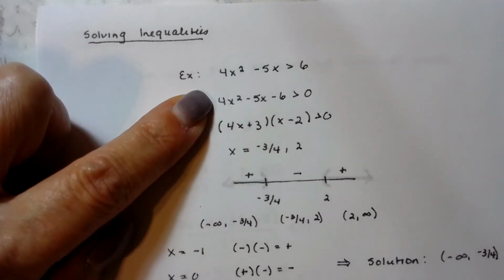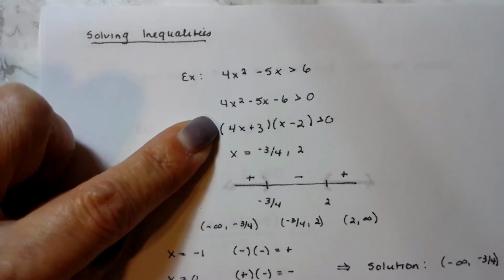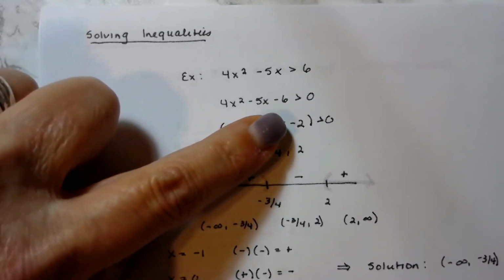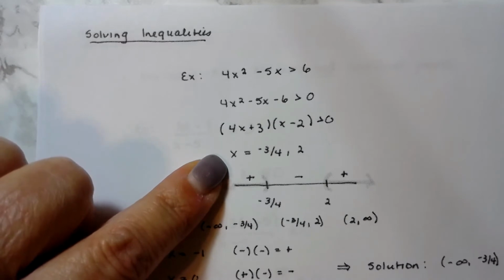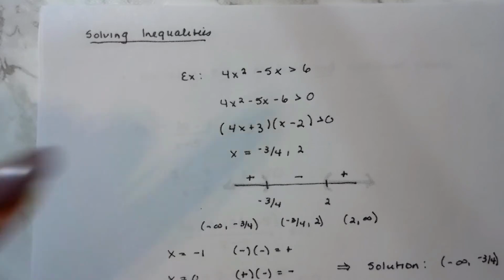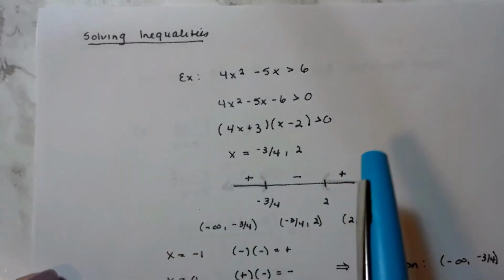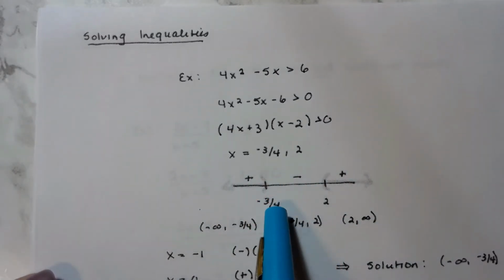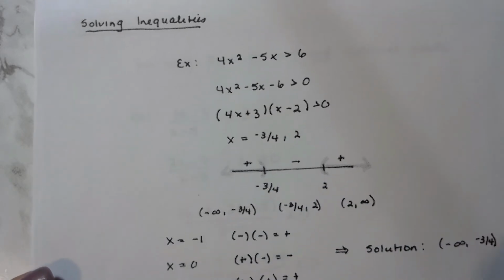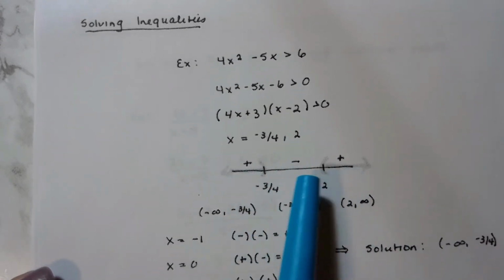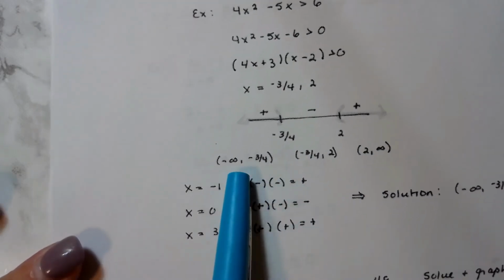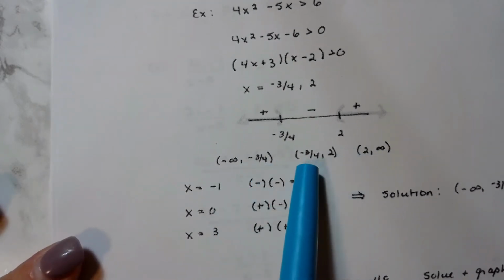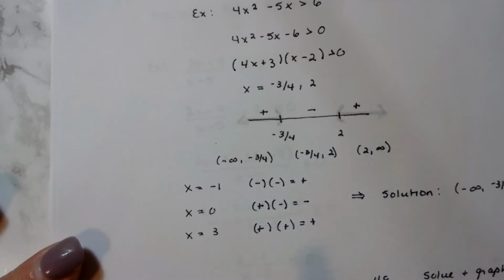Now I'm going to look at this and try to factor it, and it is factorable. If I set each one of those binomials equal to 0 and solve, I get the zeros or key numbers of x equals negative 3/4 and x equals 2. Again, I drew a number line. I put negative 3/4 here and 2 here. Those two key numbers break my number line into 3 partitions: from negative infinity to negative 3/4, from negative 3/4 to 2, and from 2 to infinity.